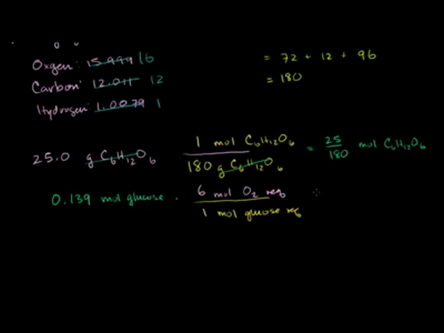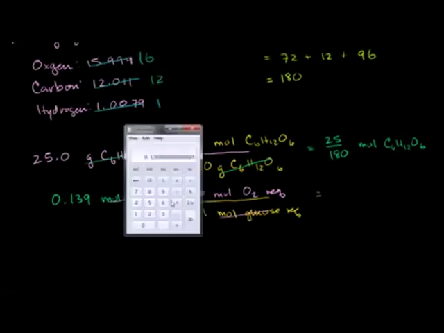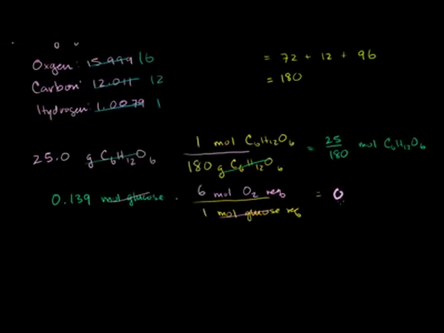And then what do we get here? Well, we have the moles of glucose canceling out with the moles of glucose. And then we multiply the 6 times 0.139. So let's multiply this times 6, which is equal to 0.833. So we need 0.833 moles of oxygen required.